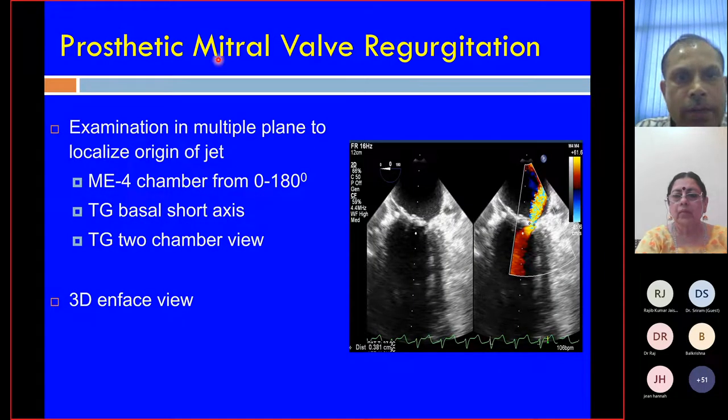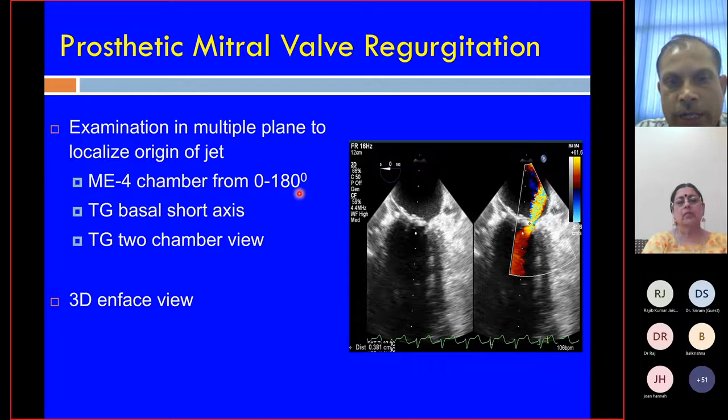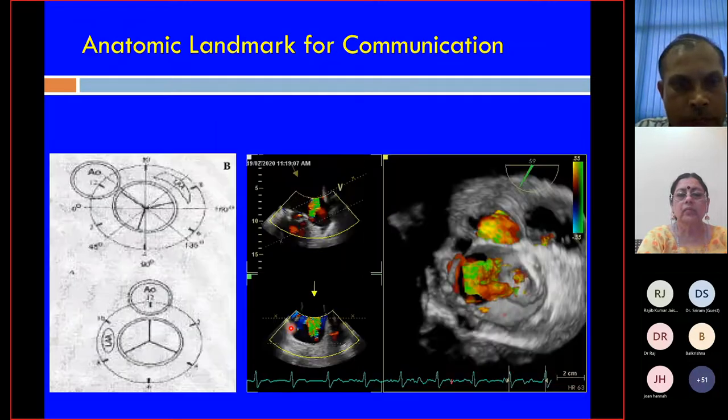Now, looking at mitral valve regurgitation, this should be examined from the four chamber view, and the angle should be gradually increased from 0 to 180 degrees to localize the site of the regurgitant orifice or paravalvular leakage. Also, you can use the transgastric basal short axis view and the transgastric two chamber view. The 3D en face view will again be very useful in localizing the site of paravalvular regurgitation, and this gives very good spatial orientation.